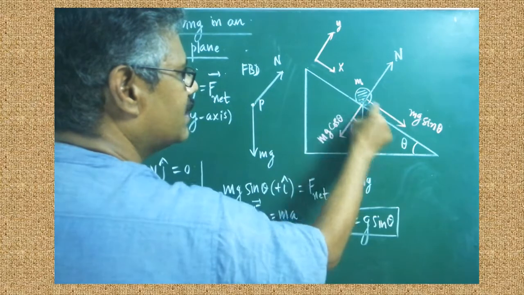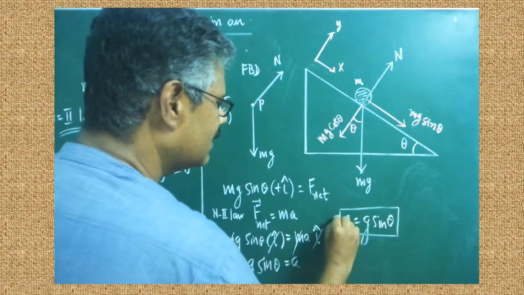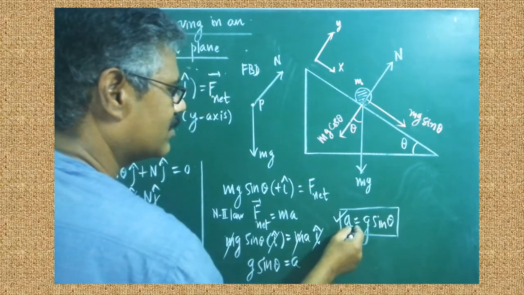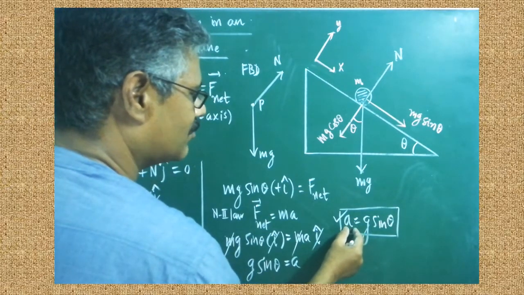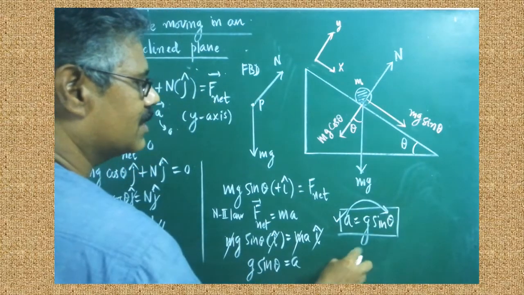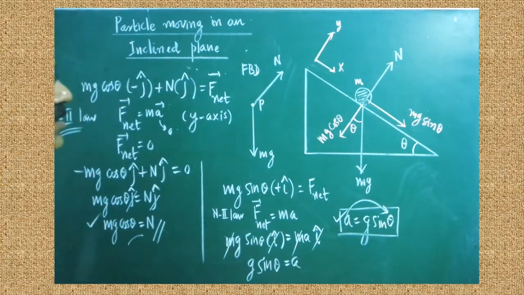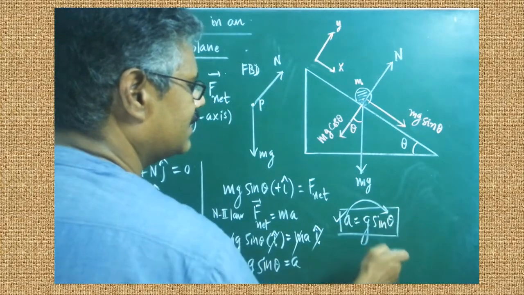So when it is going down in this direction on the surface of the inclined plane, this is the expression from which we are able to calculate the acceleration of the body. That acceleration purely depends on theta. Are you clear? When theta is more, acceleration will be more. Make a note. So acceleration purely depends on theta.